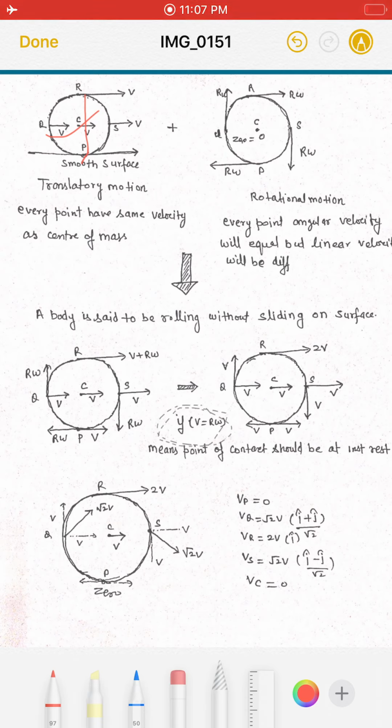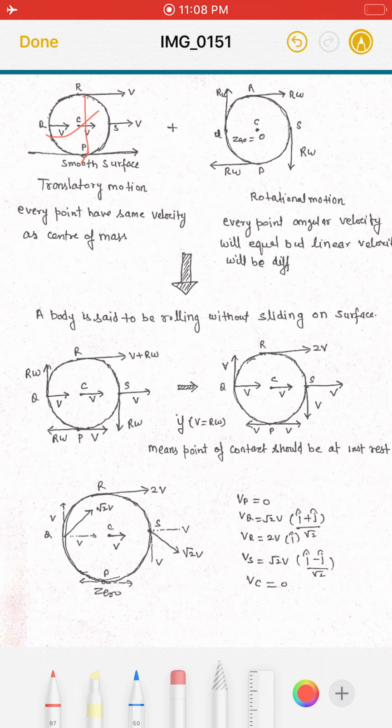What is the condition for rolling? V equal to r omega. And I derived this condition from that point only, that point P should be at instantaneous rest. So what is rolling motion? It's a combination of translatory and rotational motion if the point of contact of the body is at instantaneous rest. This point of contact should be at instantaneous rest.